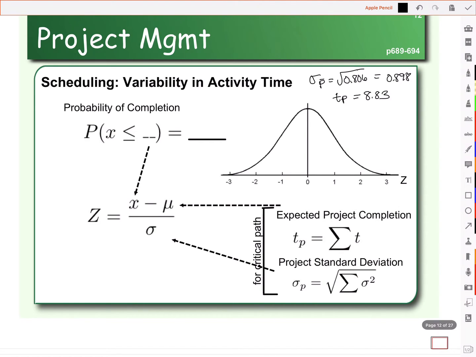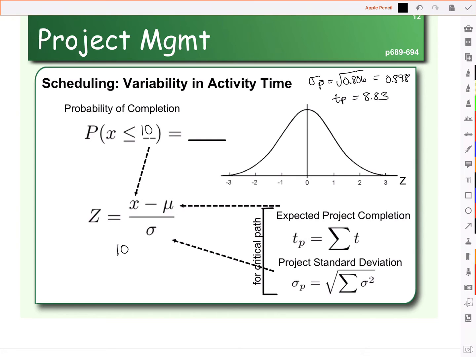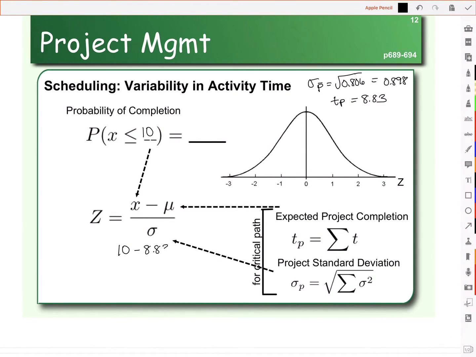Now, why did we go through all this work? Well, what we really want to know is the probability we're going to complete our house in a certain amount of time. So what's the probability, for example, that we can complete this house in less than 10 months? To do that, we need to turn this into a Z-score. So we take the time we're wondering about, less than 10 months, and that 10 is the X in your Z-score. The mu is that expected project completion time. So we do 10 minus 8.83, and we divide that by the standard deviation of the project.